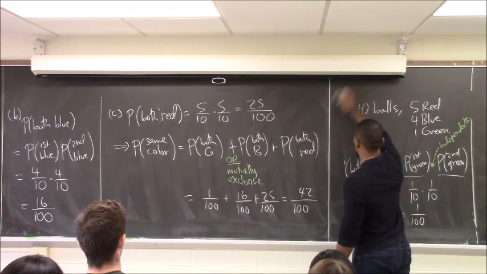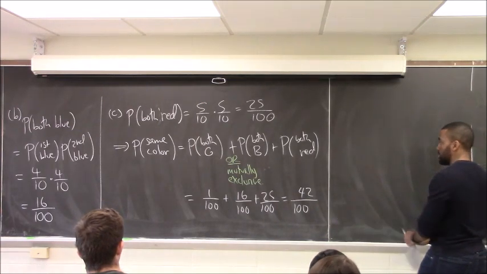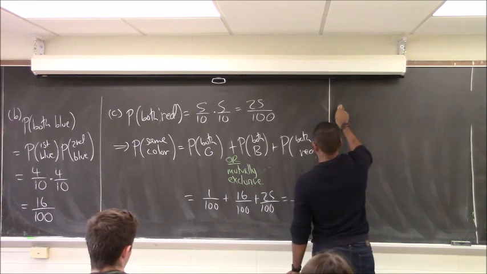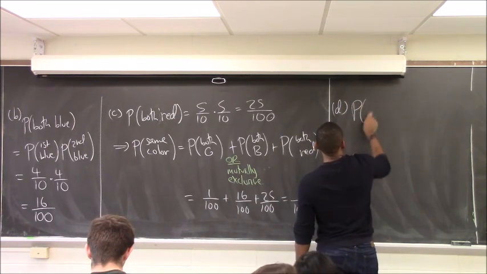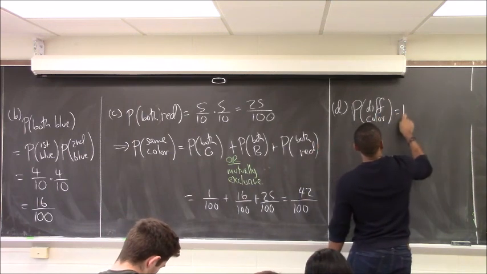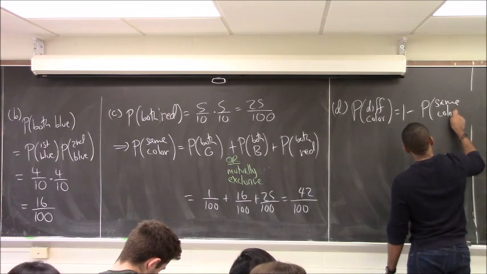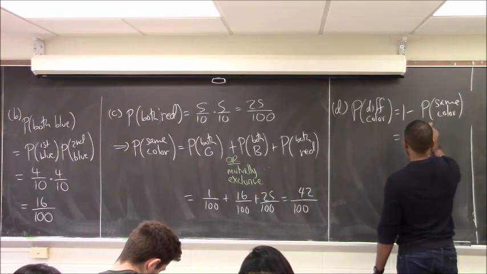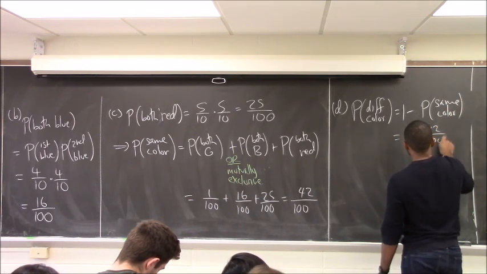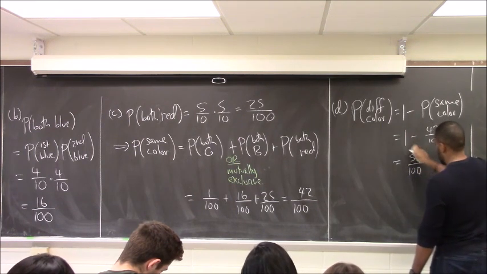Both different color. The opposite. That's the complement of that. So for D, probability of different color, 1 minus the probability of the same color. 88% chance.